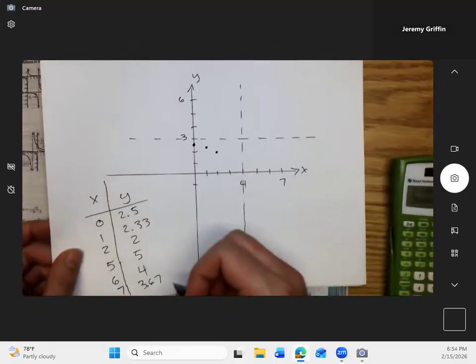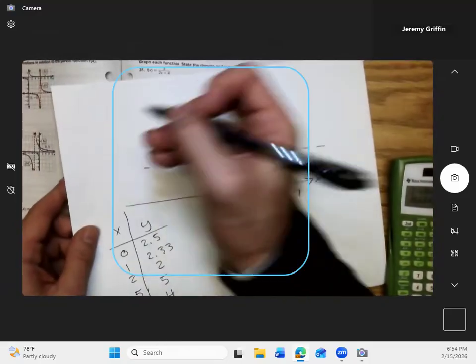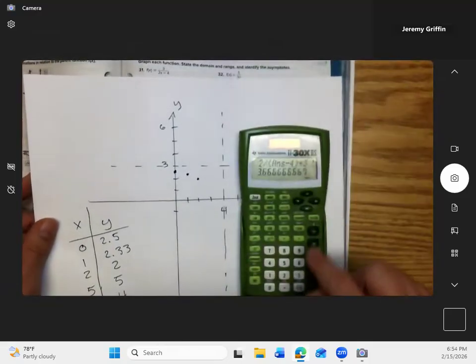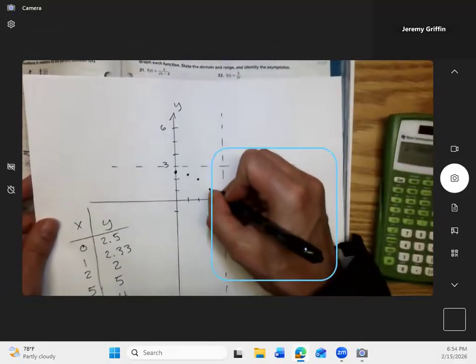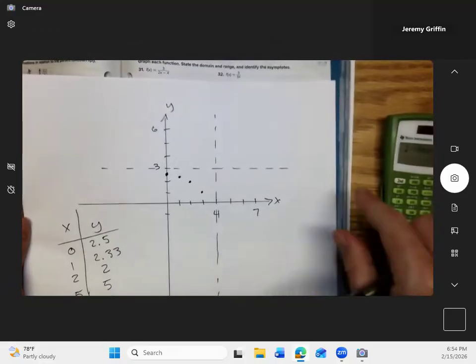Kind of curious. I should have thrown in 3. Well, let me see what happens with 3. 3, I get 1. 3, 1. That's a point. Okay. But let me show you guys.